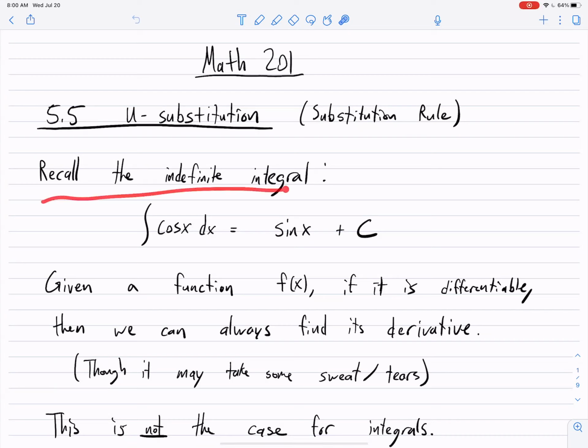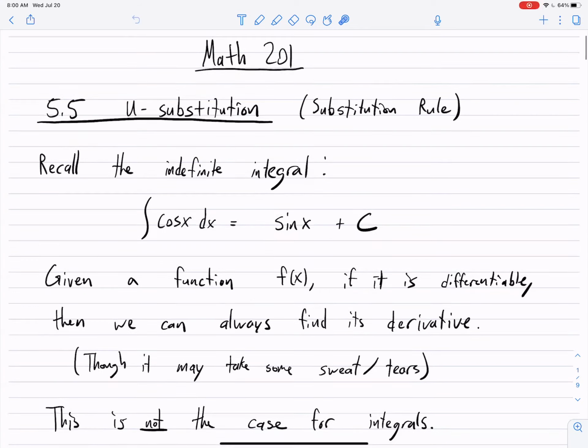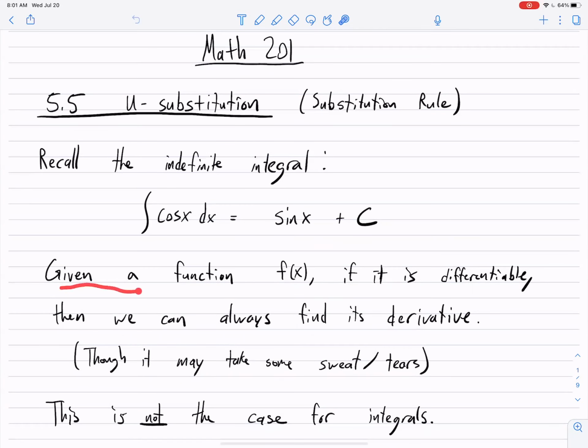So remember the indefinite integral, the integral of cosine x dx, or the antiderivative of cosine x dx. Remember, we know that that's sine x plus c, because the derivative of sine x is cosine x. And so the question really is, given a function f of x, we know that if it's differentiable, then we can always find its derivative, right? There's always a way to calculate it, though sometimes it may be really, really hard. There might be some sweat and tears you need to do, but you can always do it. It's always possible, if a function is differentiable, to find its derivative.